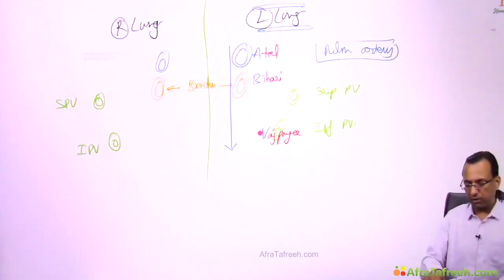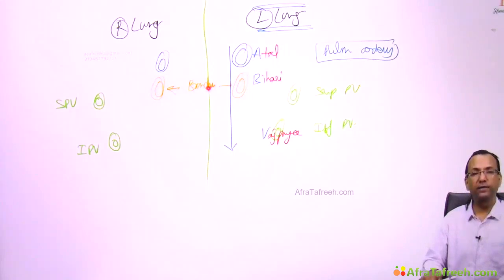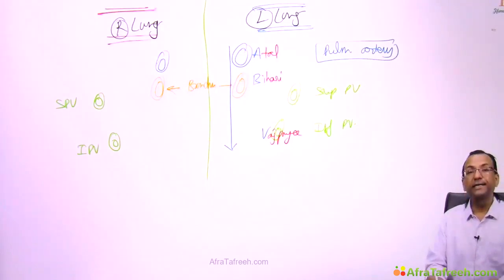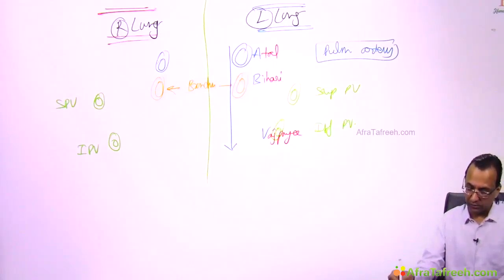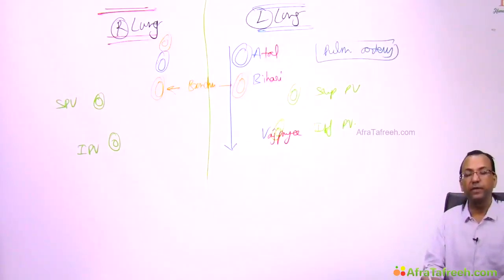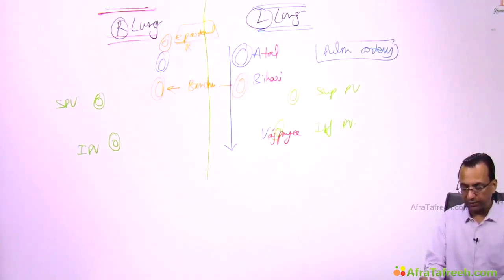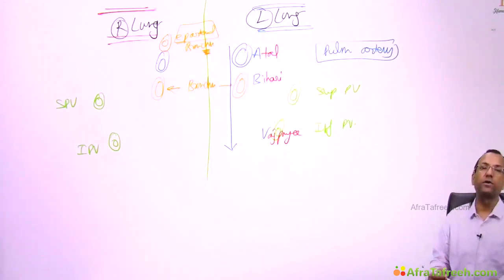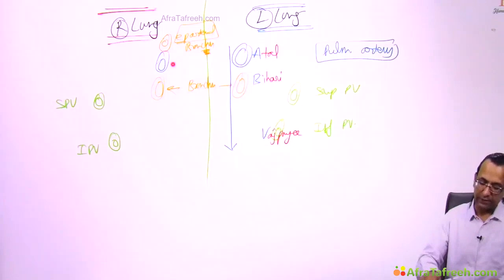Is it the same story on the right lung also? Yes, but there is one difference. The right bronchus is short in length, so it has already divided, giving a branch above the artery. It is called the eparterial bronchus. So there is one special point for the right lung: there is one additional bronchus above the artery. Otherwise, the story is the same.